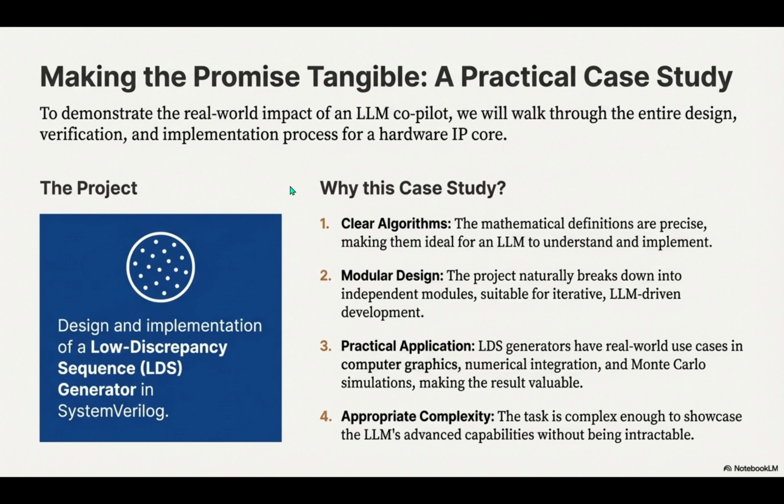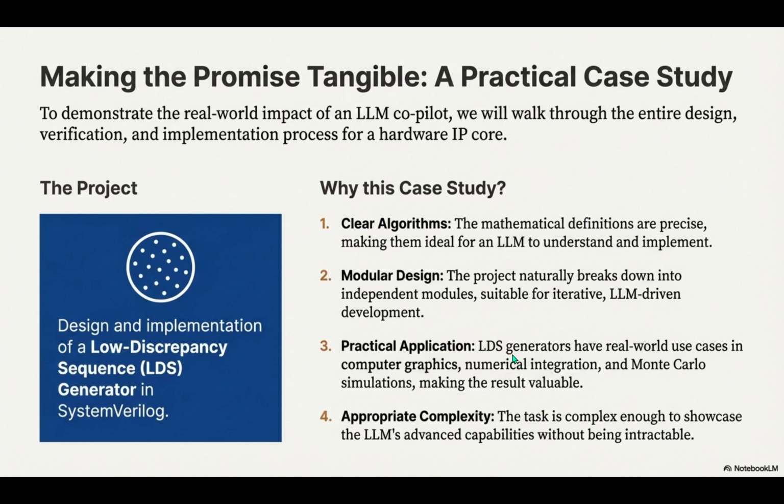Well, there are three main reasons, and they were all highly strategic for the research. First, it relies on really clear algorithms. Okay, what does that mean? The math behind sequences like van der Corput or Halton is precise, it's formal. And LLMs, with their ability to model that kind of mathematical structure, are excellent at implementing them correctly. And the second reason? The design is inherently modular. It breaks down cleanly into these independent building blocks, which is just ideal for the iterative, prompt-driven way an LLM works. And maybe most importantly, it has a practical application. This isn't just some toy project.